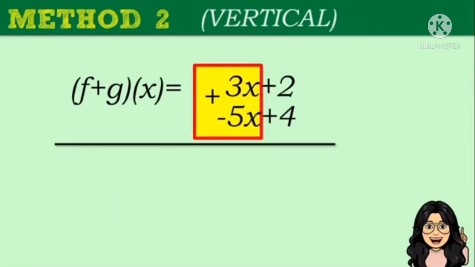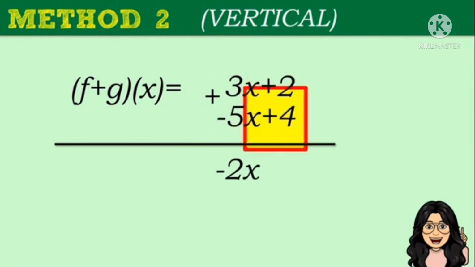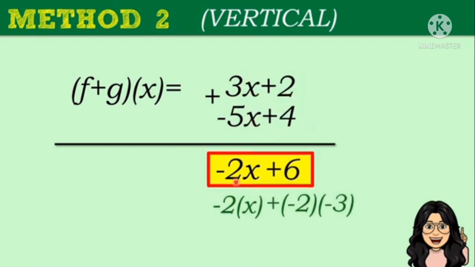Let's have the second method. This time it's the vertical method. For the vertical method, what we have here is for f of x, 3x plus 2, and we also have g of x, -5x plus 4, already arranged according to the decreasing order of their degree. We are going to align expressions having the same degree. In this example, we have 3x and -5x, so we use the rules of adding integers, and the result will be -2x, right? Then the next one, we have 2 and 4, that will give us +6. So the answer is -2x plus 6, similar to our horizontal method.